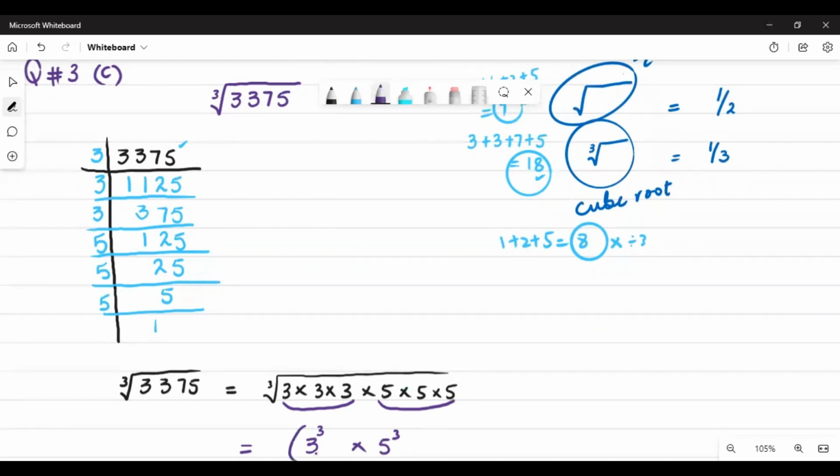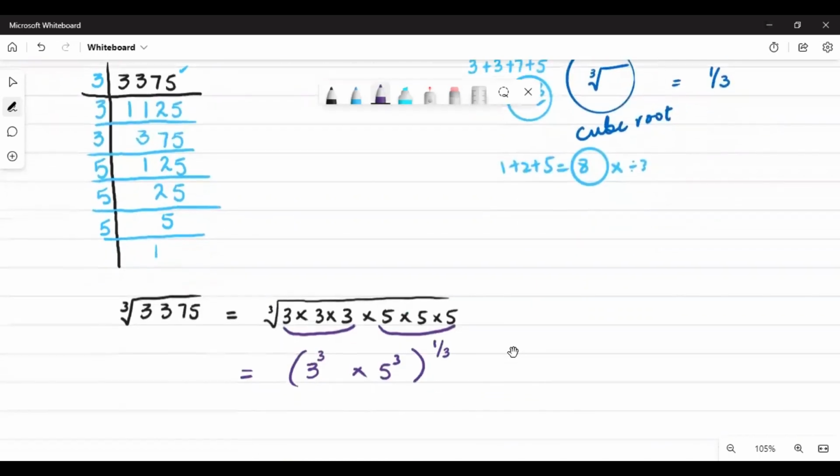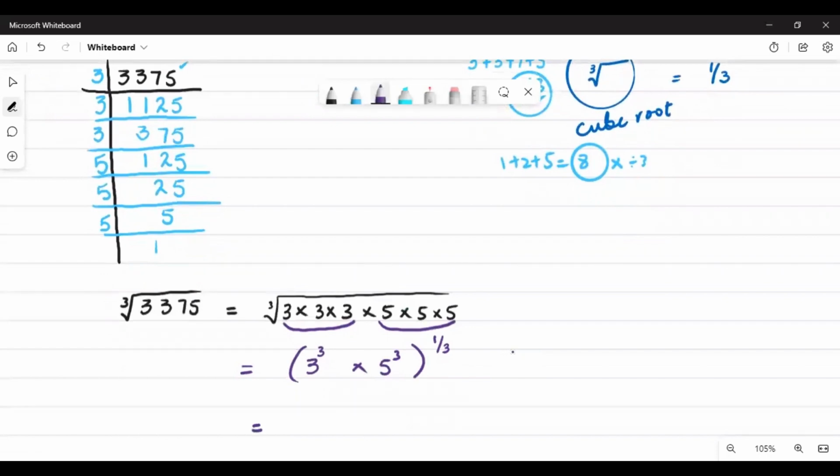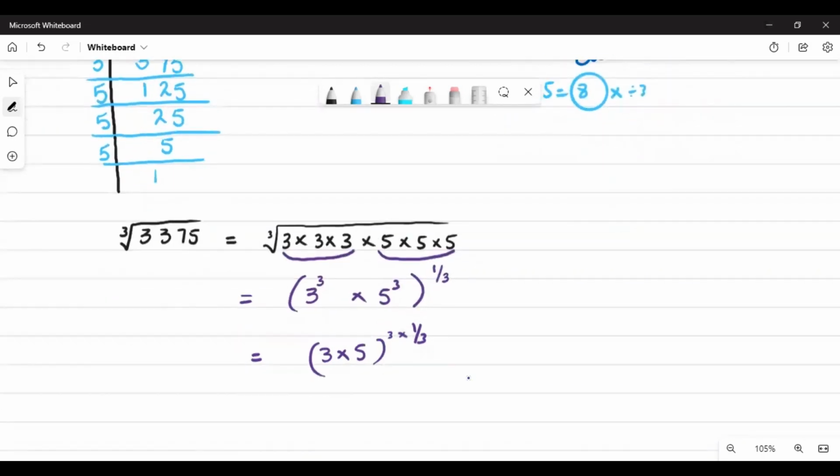What's the value of the cube root? Yes, the value of the cube root is 1 by 3. And the most important point over here: as they both have the same power, we can write them in a bracket, and the same power outside collectively, and that will be multiplied with the outside 1 by 3. They will cancel each other, and we have the answer to your question, only the bracket values. So the bracket values are 3 fives are 15, and that's your answer.